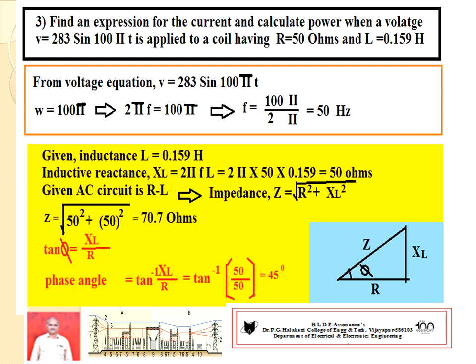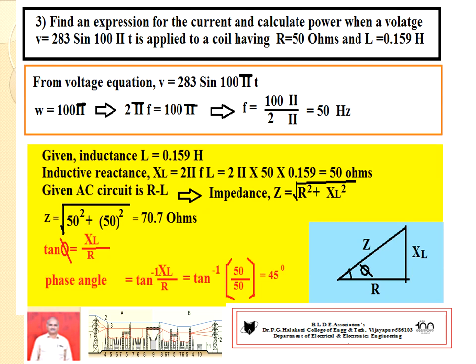The L value is given as 0.159 Henry. Then it is possible to estimate the inductive reactance. Inductive reactance XL equal to 2 pi FL. L should be in Henry, you confirm. So XL is equal to 50 ohms. Once you know the R value and the XL value, you go for the impedance of the given circuit. The given AC circuit is RL. Therefore, impedance equal to under square root of R square plus XL square. It becomes 70.7 ohms.